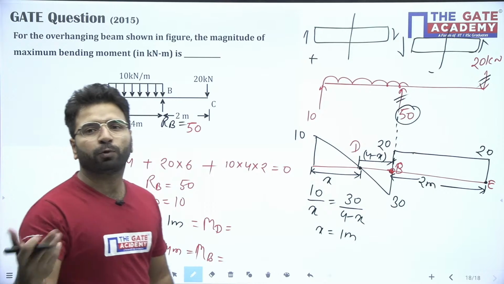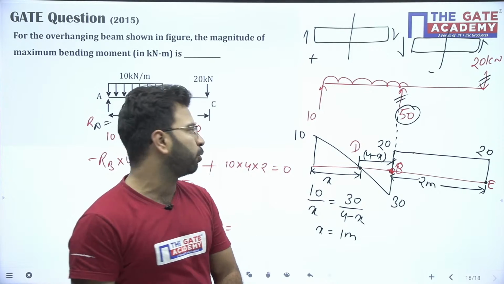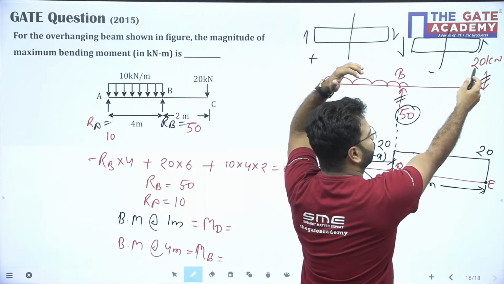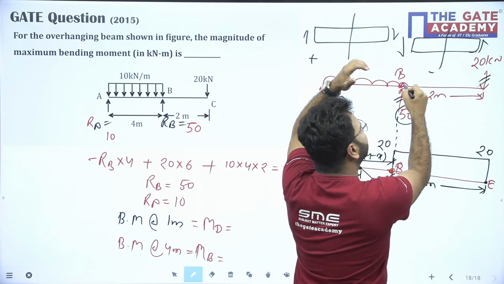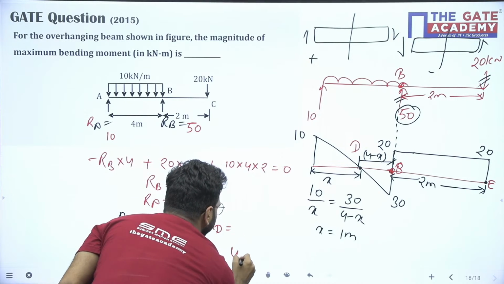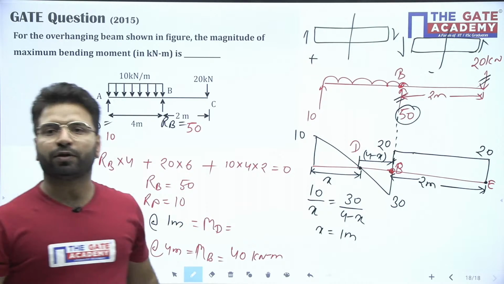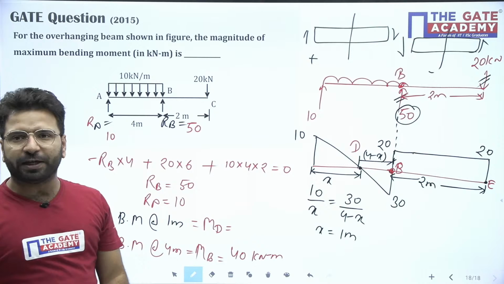Okay. So how to calculate bending moment? Bending moment is summation of moment either left or right. So what is the bending moment at B? It's a 20. This length is how much? 2 meter. So what is the bending moment at B? 20 into 2, it will be 40 kilonewton meter. Bending moment at B will be 40 kilonewton meter. Very good Pooja, very good Bhagyasri.